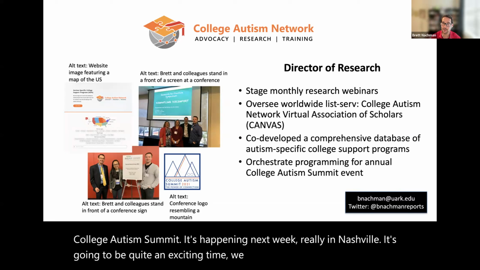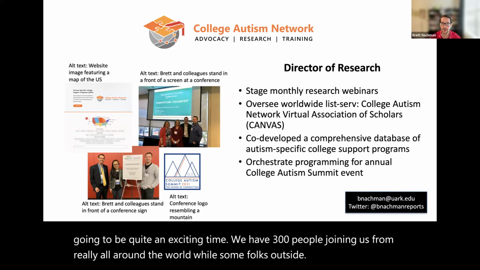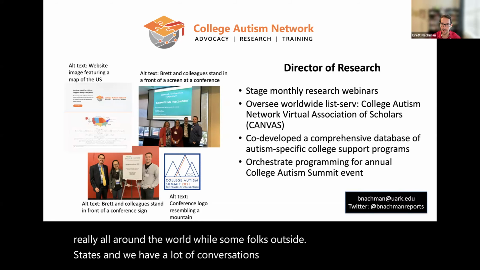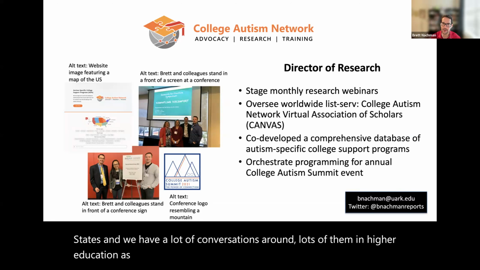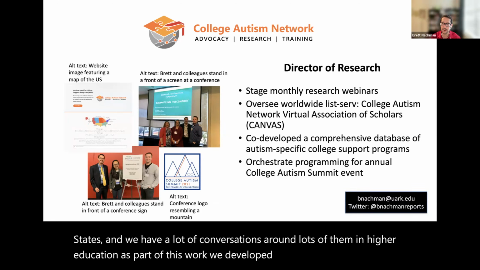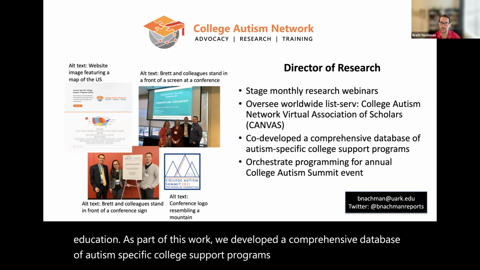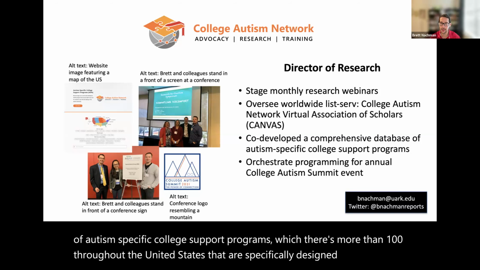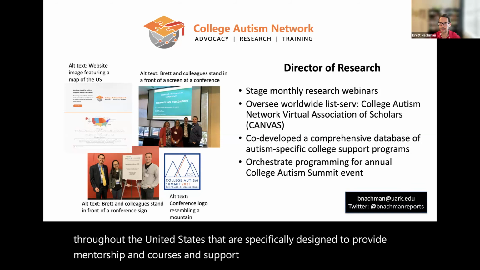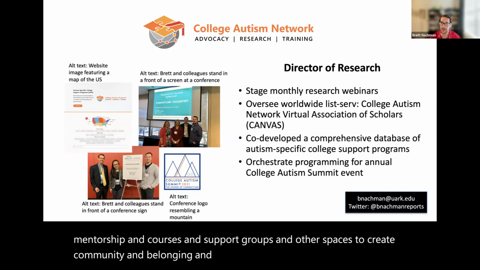It's going to be quite an exciting time. We have 300 people joining us from really all around the world, plus some folks outside the States. And we have a lot of conversations around autism in higher education. As part of this work, we developed a comprehensive database of autism-specific college support programs, of which there are more than 100 throughout the United States that are specifically designed to provide mentorship and courses and support groups and other spaces to create community and belonging and resources for autistic and neurodivergent learners.